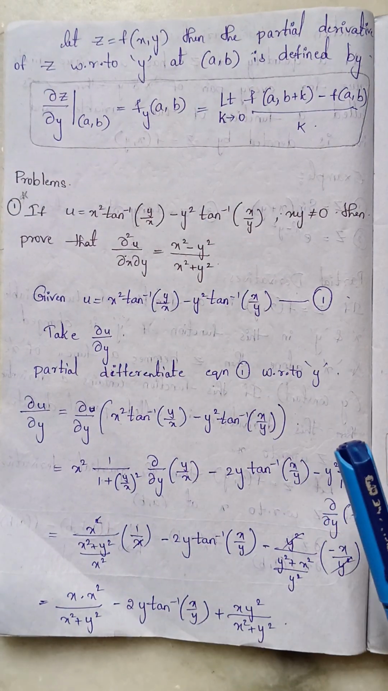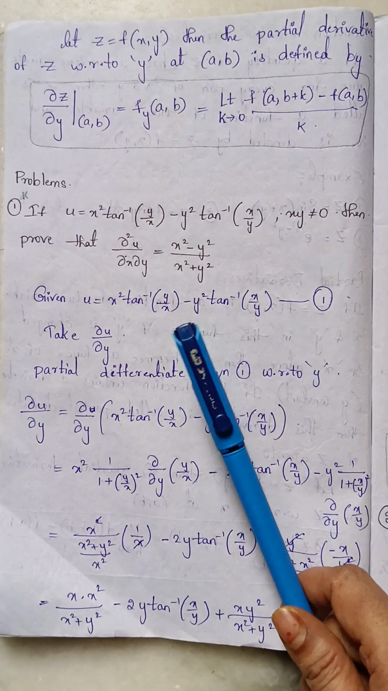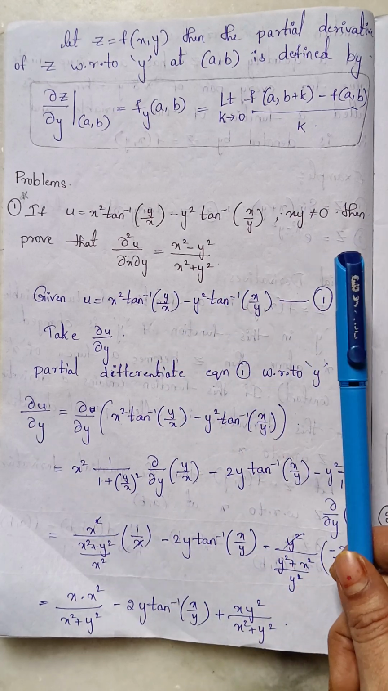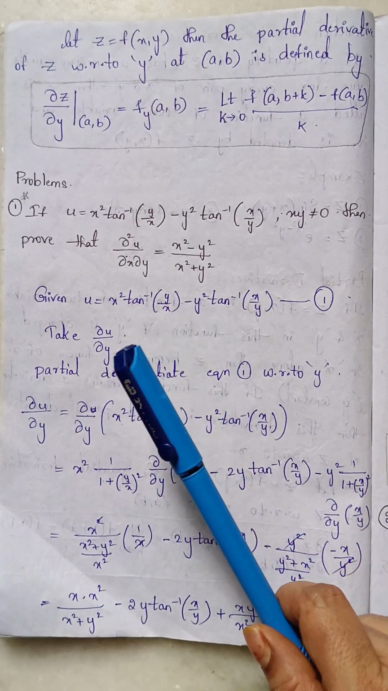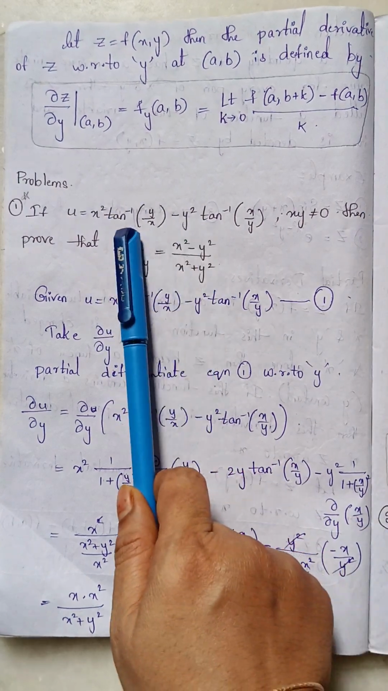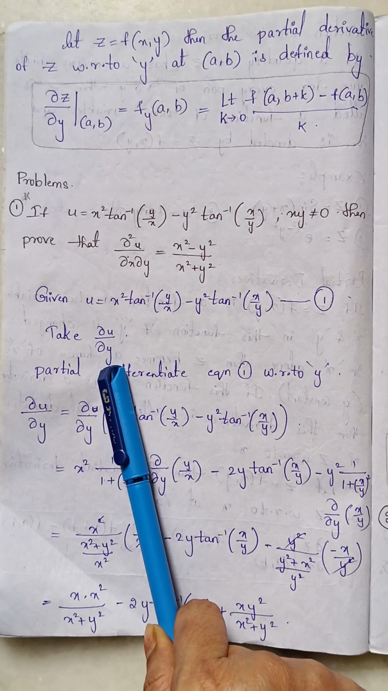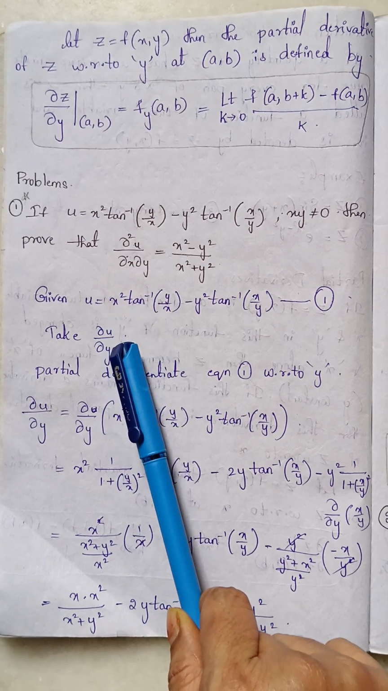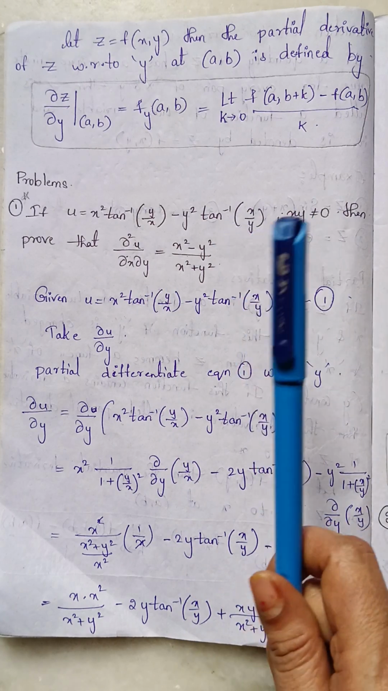Now we'll see one problem on partial differentiation. Remember that the derivative formulas are the same for differentiation and partial differentiation. The only thing is, in ordinary differentiation we take y as a function of x, while here we take u as a function of x and y. When you differentiate with respect to y, take x as constant, and when you differentiate with respect to x, take y as constant. That is the important thing you need to remember.